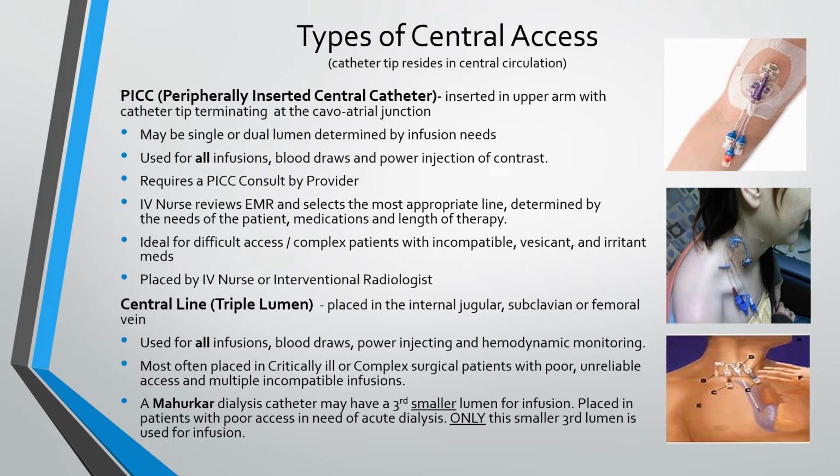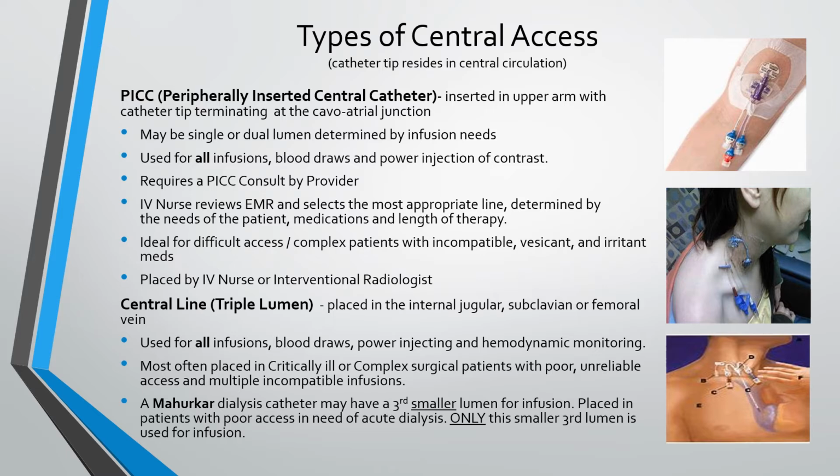Central line catheters, or triple lumen catheters, are placed in the internal jugular, subclavian, or femoral veins. They are used for all infusions, blood draws, power injecting, and hemodynamic monitoring. Most often placed in critically ill or complex surgical patients with poor, unreliable access and multiple incompatible infusions.